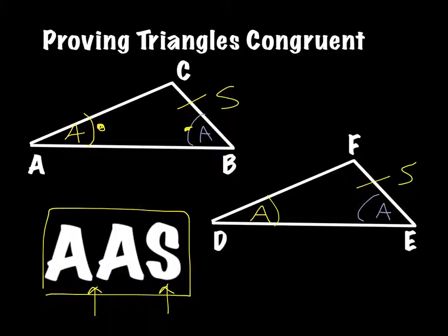Here are our two angles, and the side we know is not the side that's in between the two angles, so it's not sandwiched between the two A's. And because of this angle, angle, side pattern, we could say that these two triangles would have to be congruent.